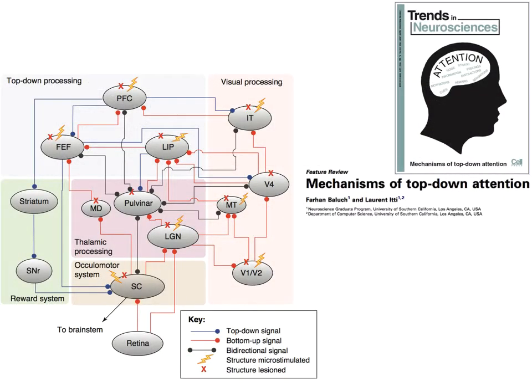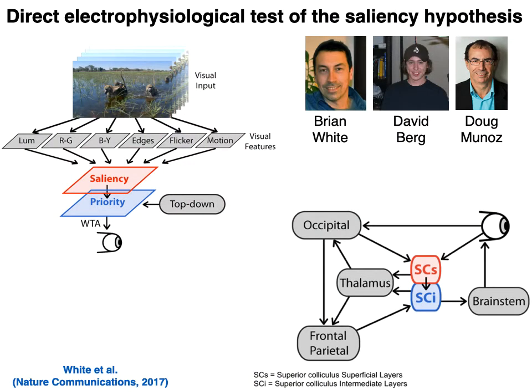Here, however, what we wanted to do was to see whether we could directly put electrodes in the superior colliculus. We are not going to do that in humans, but we are going to do that in monkeys that have very similar brain structure as we do, and see whether we could have a more direct correlation between the firing of a single neuron and the activity as predicted by the saliency model. This is work with the Doug Munoz group in Canada.